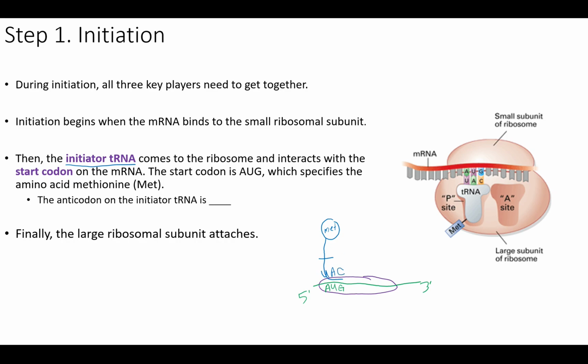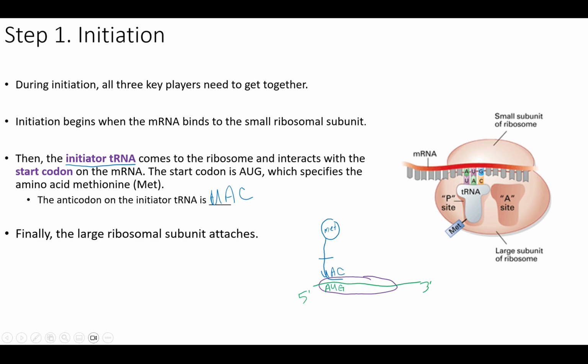Because remember, in order for the tRNA to bind and therefore deliver its amino acid to the right spot, it's going to have to bind to a complementary codon on the mRNA. So our start codon was AUG, so the anticodon that fits it is UAC. Okay, so I'm going to just write that here as well, UAC.